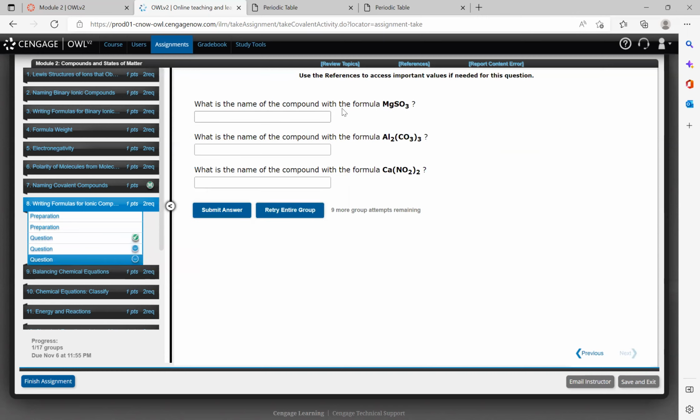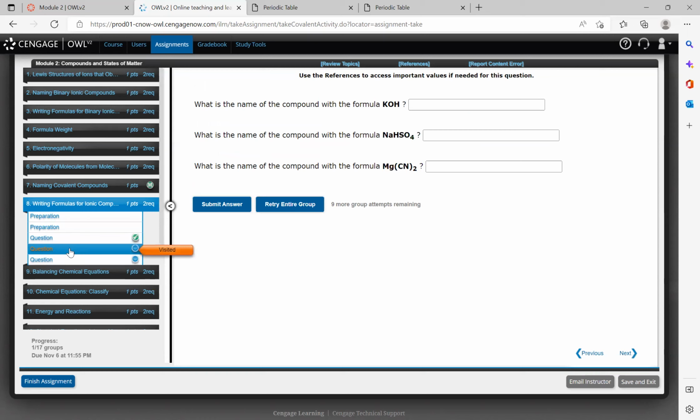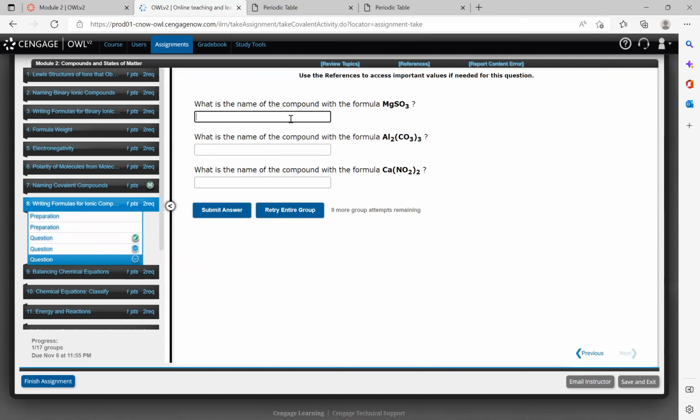Now you may see it where we have to actually write the compound out in this format, or you may see it sort of written like in this format. Let's do a couple more. So we have magnesium.